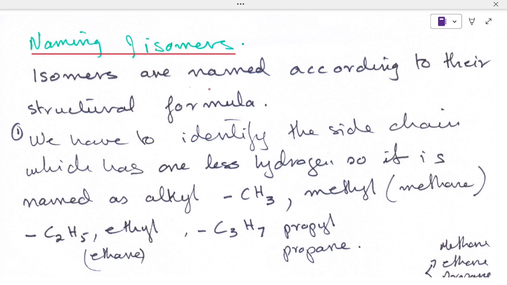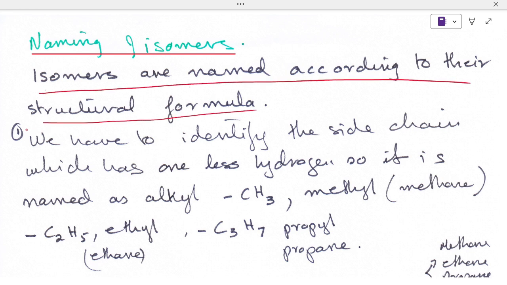But luckily, in O levels, you are going to be asked only till carbon 4. So carbon 1, methane, carbon 2, ethane, and propane have no choice to form different structures. So the different structures start with carbon number 4. Now, naming the isomers. Isomers are named according to their structural formula.